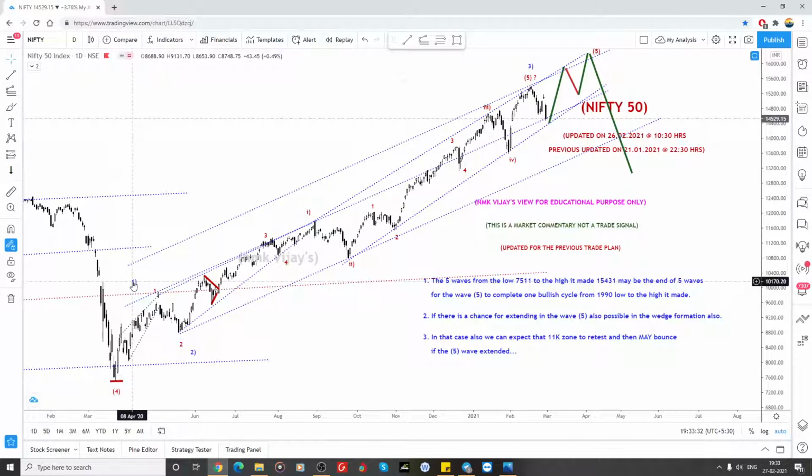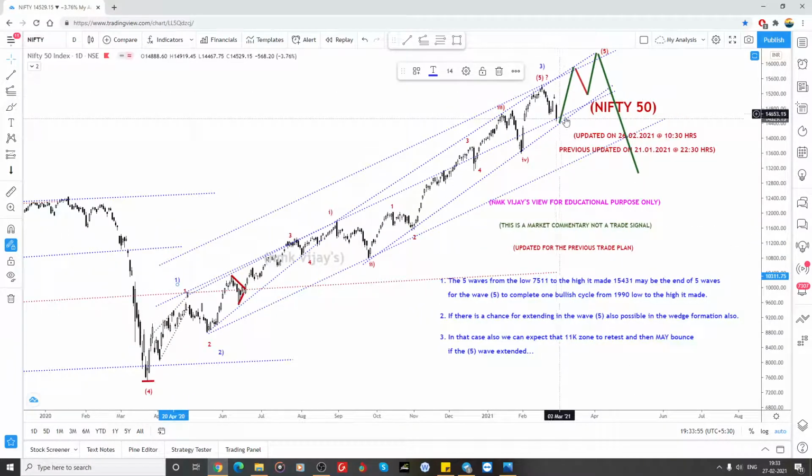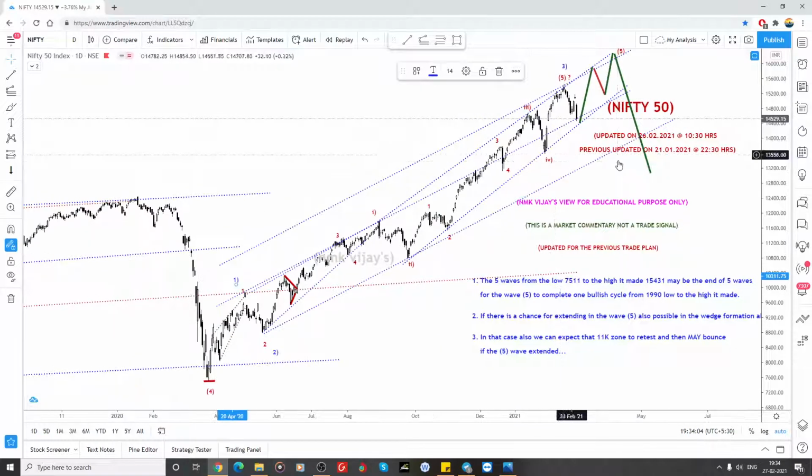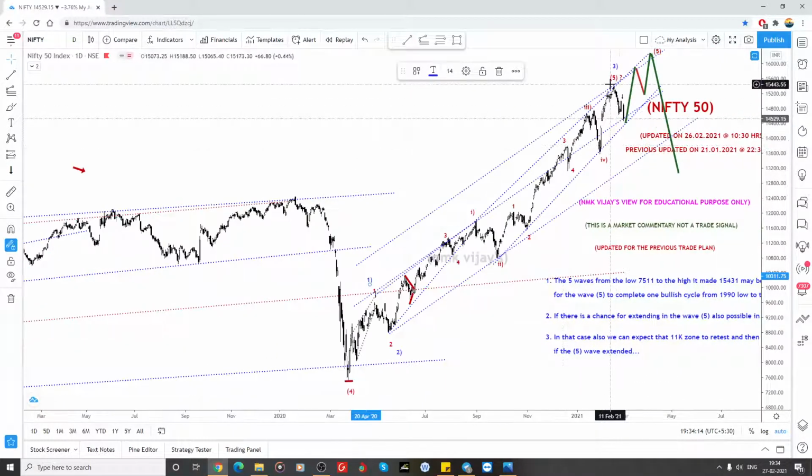But as per my previous analysis, if it is a 1 2, this could be a third, and fourth is a bigger one, and fifth. So anyway, the one alternative view I got is that from here itself it can be bearish, or if that fifth wave gets extended, this kind of wave count can happen. So be careful, because this is the fifth of fifth, right? So it could be the end also.